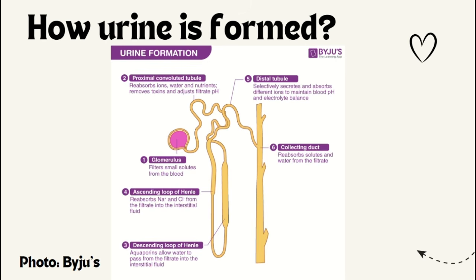So just remember the glomerulus, and then the proximal convoluted tubule, descending loop of Henle, ascending loop of Henle, and then the distal tubule, and then the collecting duct. You just need to remember those main things as to how the urine is formed.